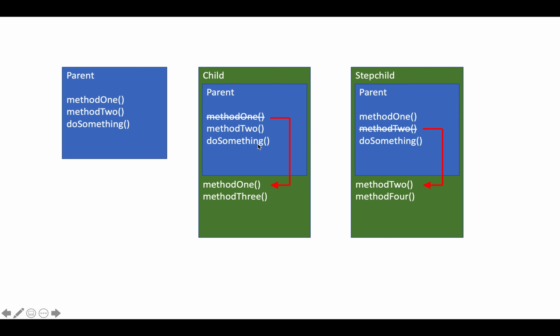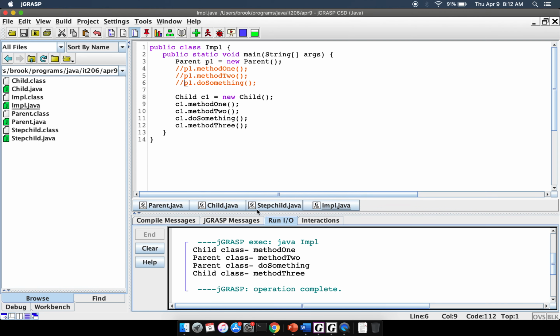Do something was not overridden, so it's going to call the do something that was written in parent. Method 3 is specific to child, so it's going to call that method 3. And so if we look back at the output, you'll see that C1.method1 calls the method 1 that's defined in the child class. Method 2 calls the method 2 that was defined in the parent class. Do something was defined in the parent class. And then method 3 was defined only in the child class.